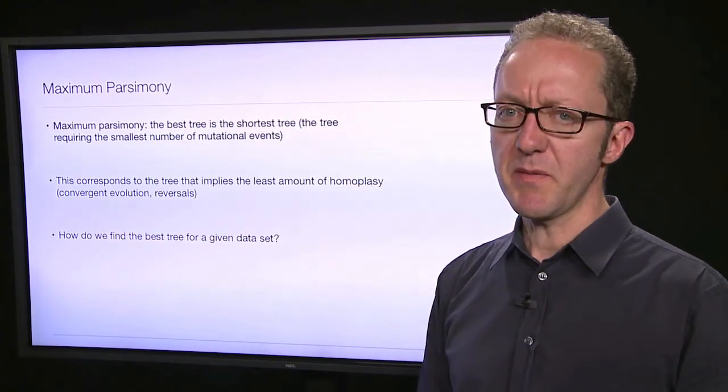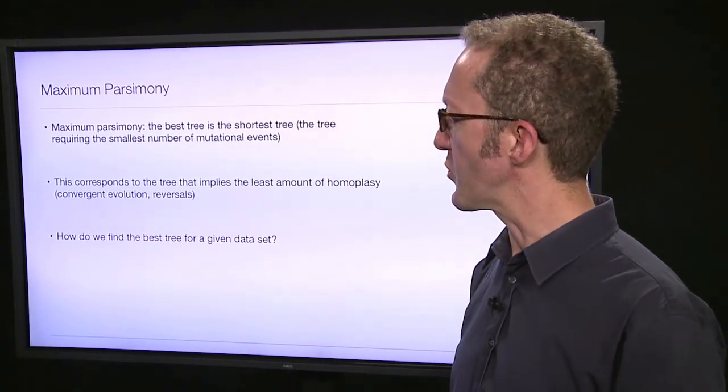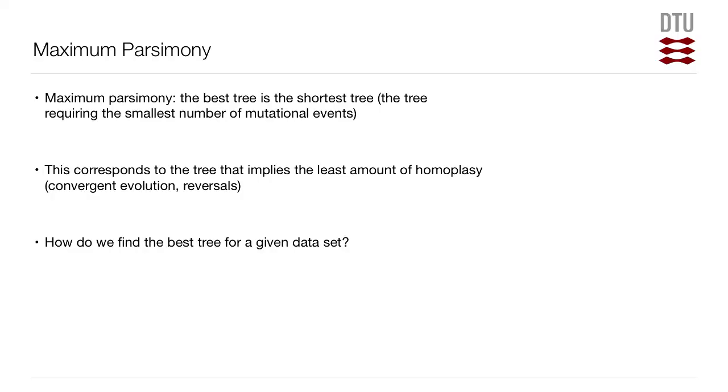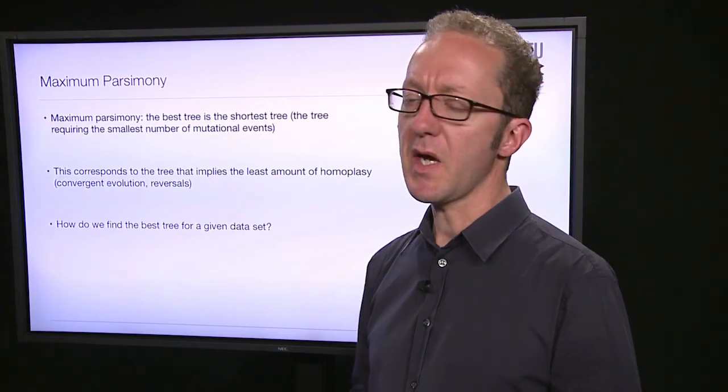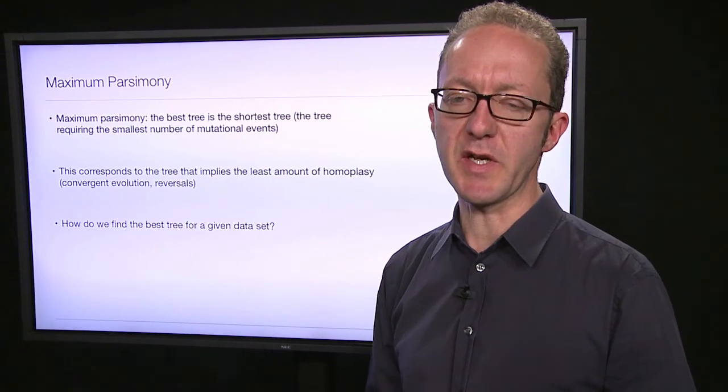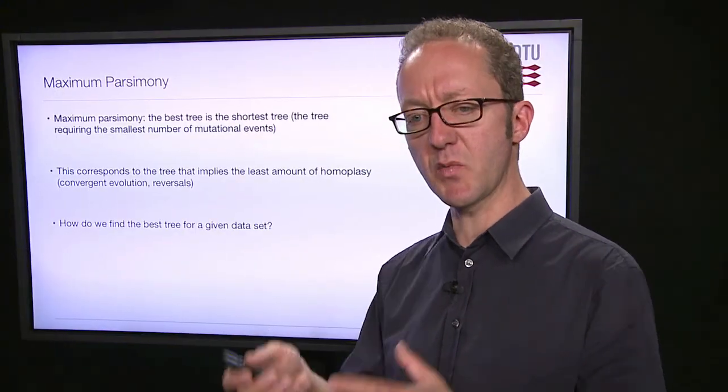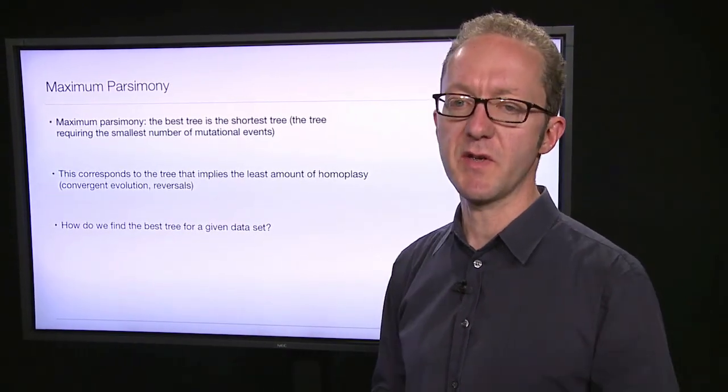Under maximum parsimony, therefore, the best tree is the shortest tree, the tree requiring the smallest number of mutational events. That tree is the one that implies the least amount of homoplasy, the least amount of convergent evolution, the fewest reversals. But the question is, of course, how do we actually find that tree for any given data set? On this particular data set, we could do it by hand. What if we have a real alignment?